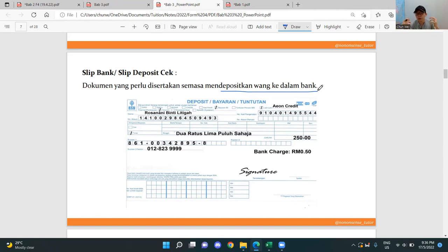But before that, some people, they have to queue in the bank, line up in the bank and get the number, all right? You get a number and then you need to get something like this one. So this is provided in the counter, right? Then you go to the counter and then you need to take out this form and then you need to fill in your name, your bank account number, how much, your IC number, all this stuff, okay? And then you put the money inside, or you go to the counter and then you submit with the money that you want to deposit into your bank account. So this is what we call a slip bank or a slip deposit cek.